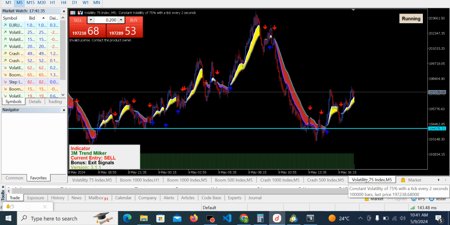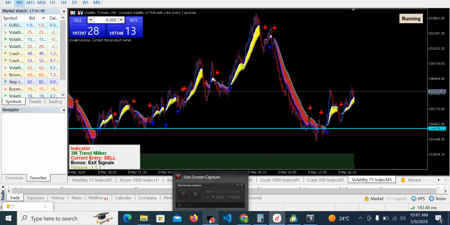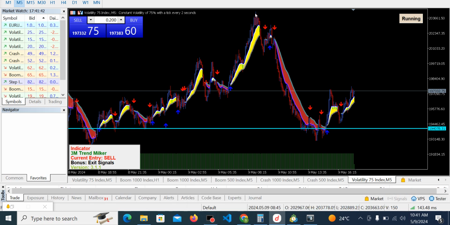Then lastly is going to be volatility 75. Volatility 75 actually started a downtrend after getting to this resistance zone, and it was unable to go above that. So you can see the red flag, the red arrows, and it went straight down till it got to this support zone. It was unable to break out below this, so it started buying at the moment. So this is still buying at the moment.